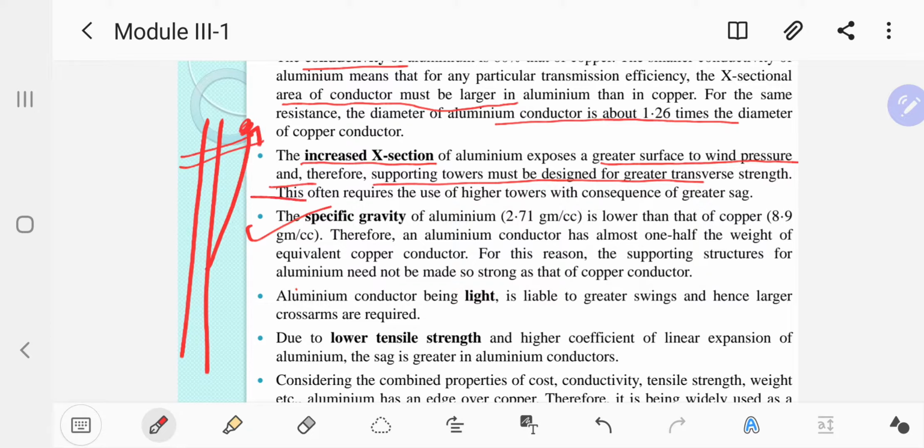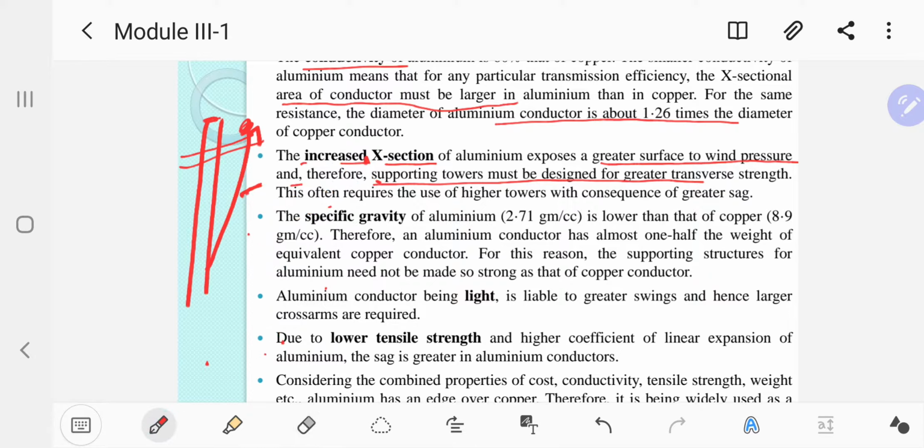If the conductors have a high wind pressure, they will have a greater mechanical stress, isn't it? Wind stress is higher, which means the support should be strong enough to withstand this type of mechanical or wind stress. So for that, the height of the towers is increased. That is the reason higher towers are required for aluminum conductors.